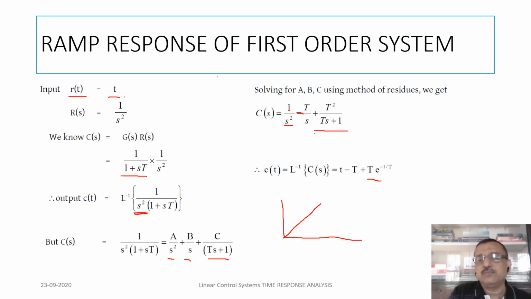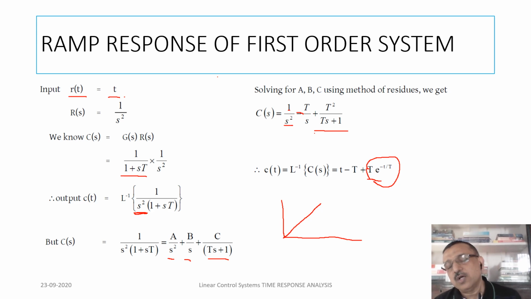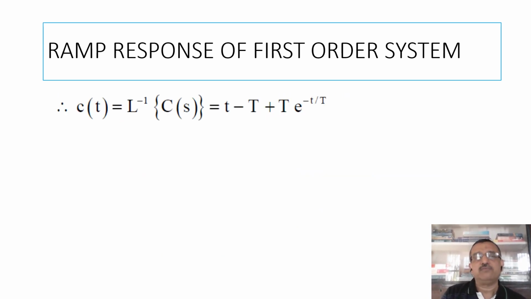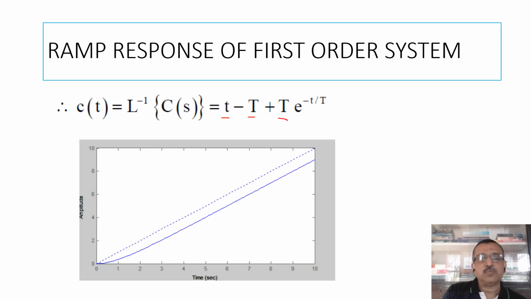And what about this term? Capital T is a constant. What will happen to e power minus t by tau? As time increases, this term will decrease and go to 0. So let us look at the shape of the graph. This is an increasing term with time, this is a constant, and this is a decaying term. The graph of the ramp response is like this.